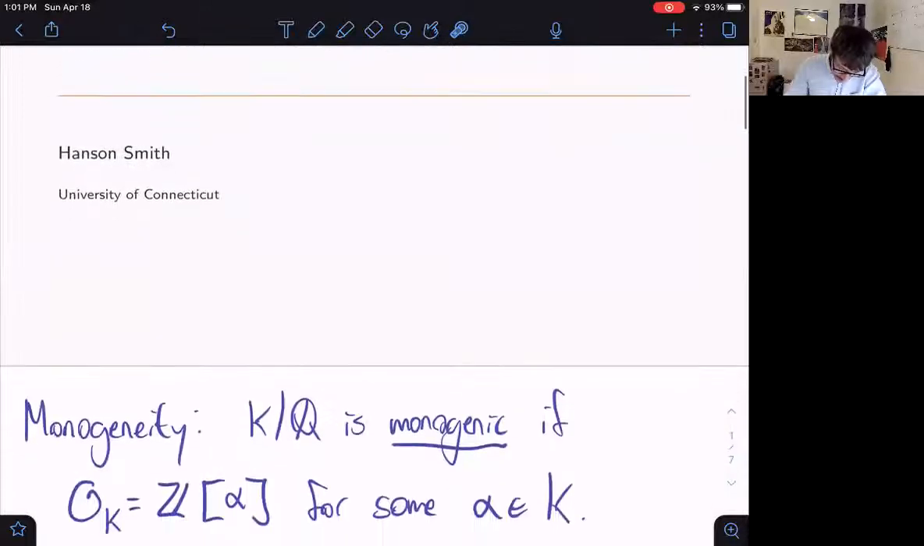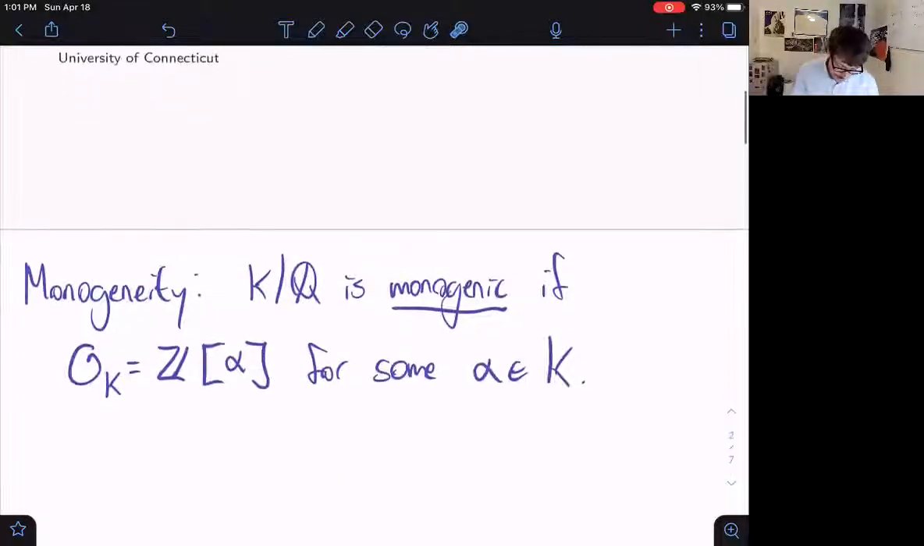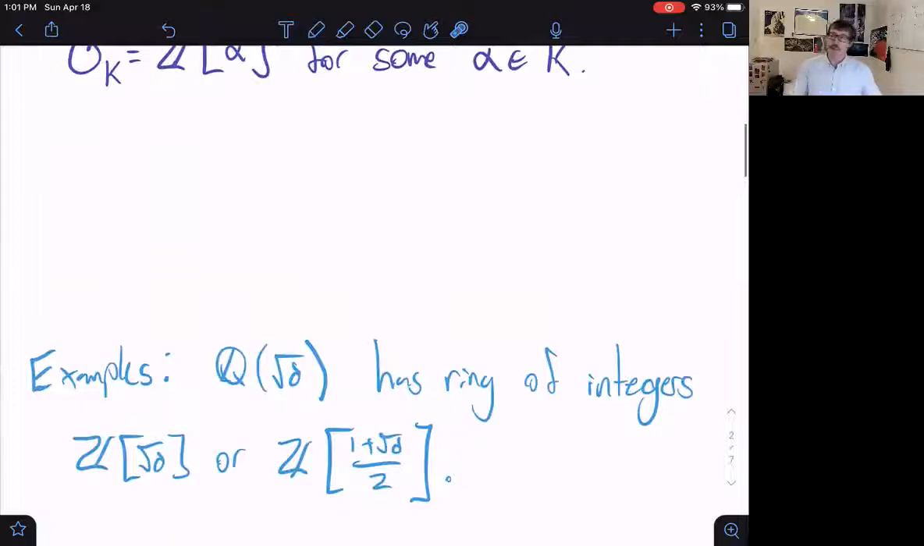Okay, so first off, what's monogeneity? A number field K over Q, we say this number field is monogenic if the ring of integers of K is generated by alpha, looks like Z adjoined alpha for some algebraic integer alpha. Okay, so that's monogeneity. And the first friends you meet when you're learning algebraic number theory are all monogenic.